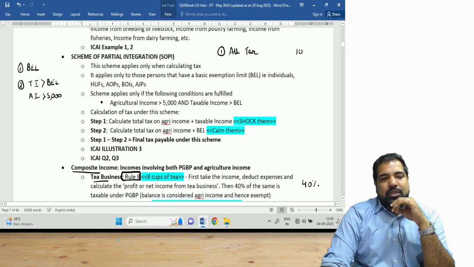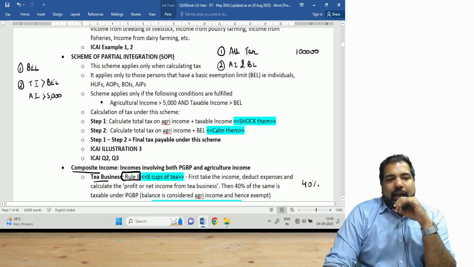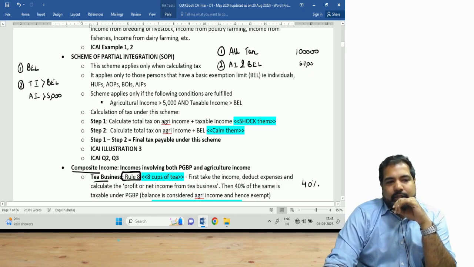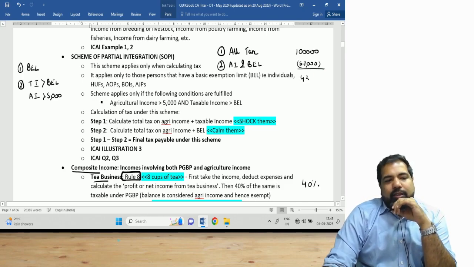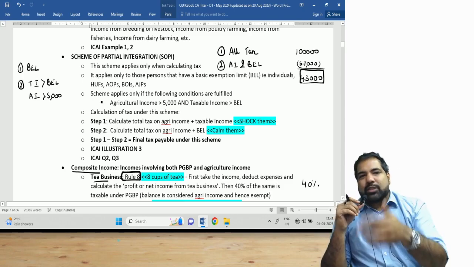Let's say the tax is 1 lakh. Then step number 2, they will take agriculture income plus the basic exemption limit and calculate tax on that. Let's say that is 57,000, guys. Then the balance 43,000 you'll have to pay. But is it slightly higher? Yes, and that's why it's a scam.